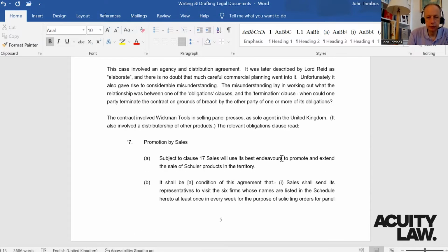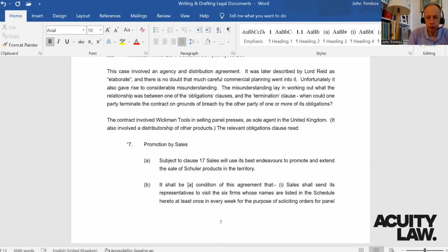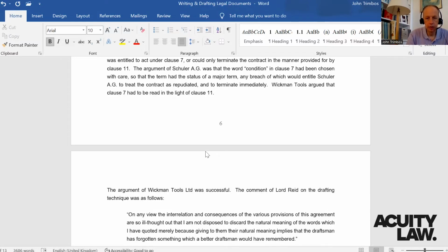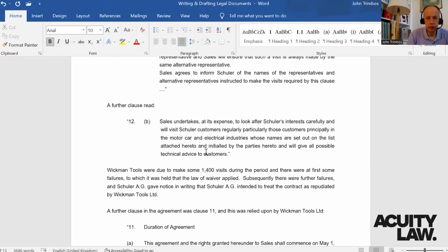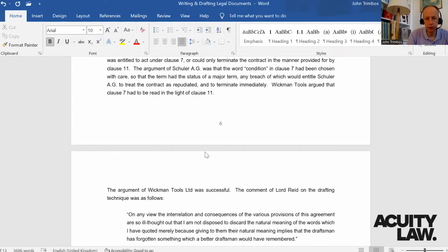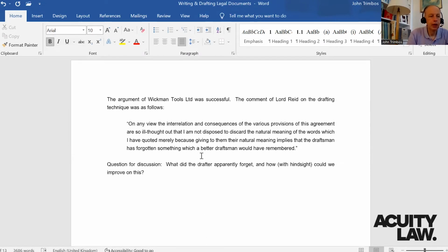The second case is rather longer. This is called Whitman Tools Limited versus Schuler AG. And I can't keep this on the page for you to look at because it's too long. It's actually, there you go, more like 2 pages long, with some rather horrible contract clauses. So you're going to have a look at your own copy of the notes. So yeah, stop the tape in a minute, have a little read through.